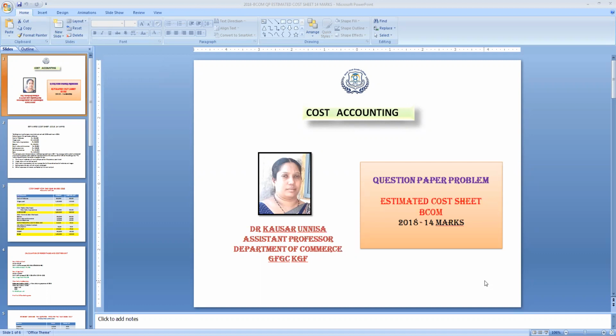So in this session, I am going to solve the problem given in the year 2018 for 14 marks, which is of estimated cost sheet. Let us see the question.